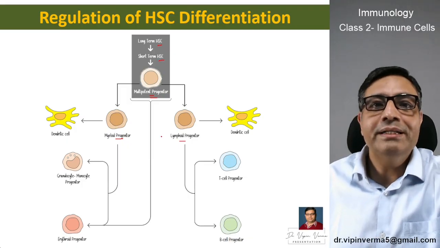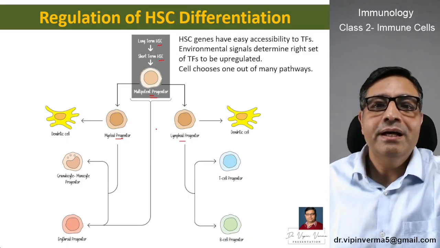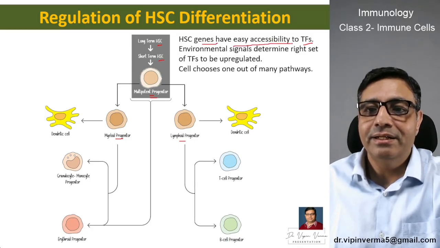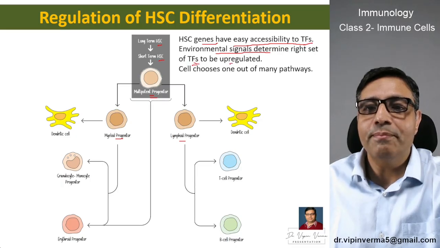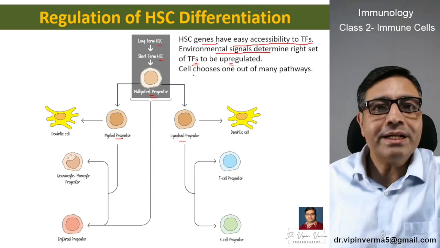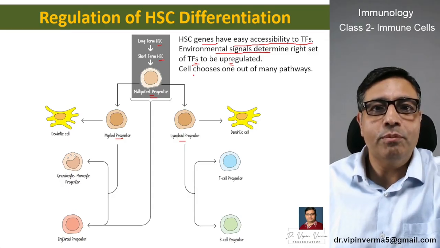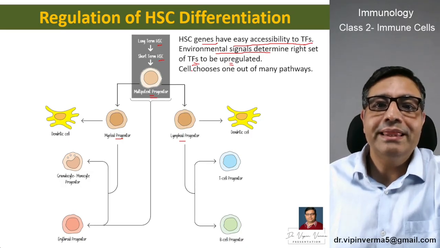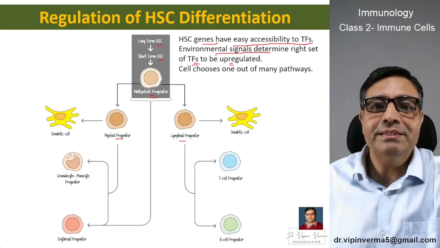Now, how are they regulated? They are regulated by certain transcription factors. So hematopoietic stem cell genes have easy accessibility to the transcription factors, and the environmental signals determine the right set of transcription factors to be upregulated. That means what kind of transcription factors will be formed or upregulated, or will come into the picture, will be decided by the environmental signals.